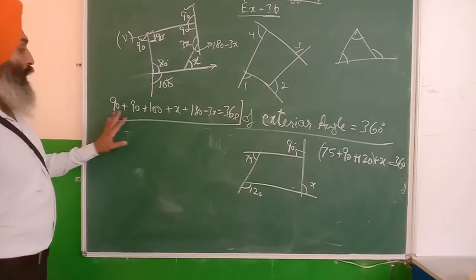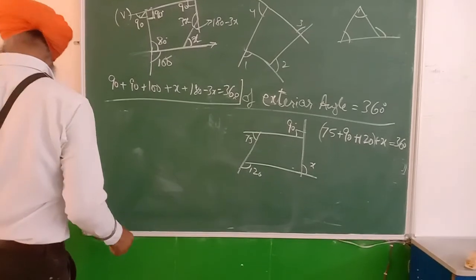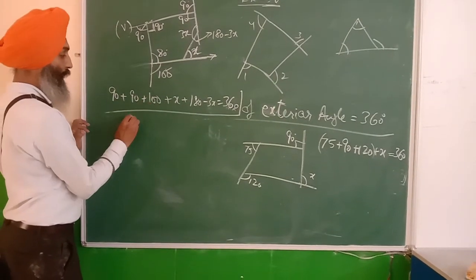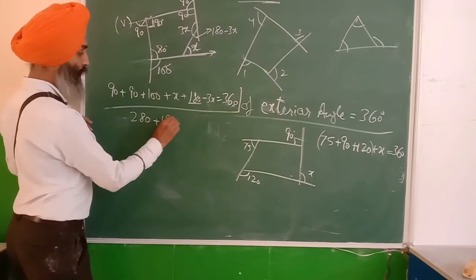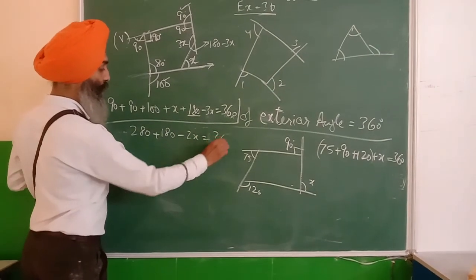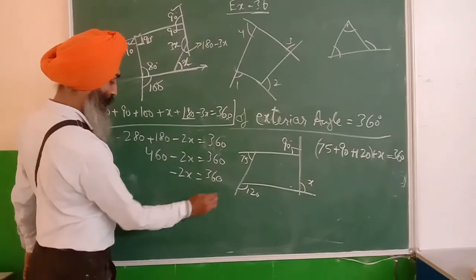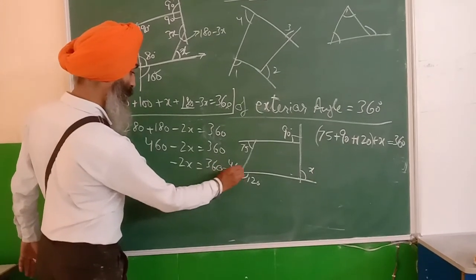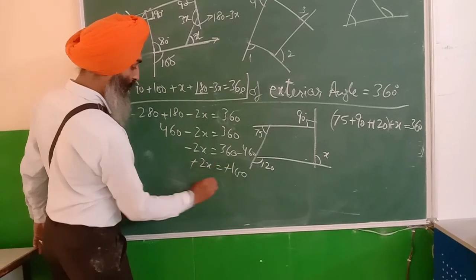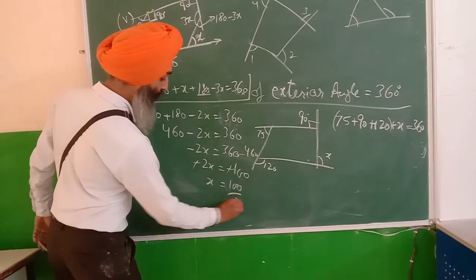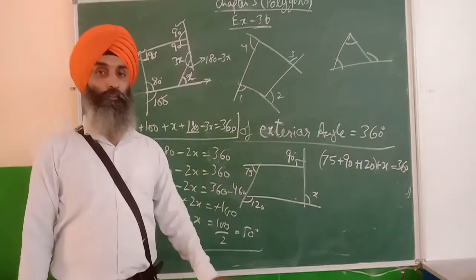Okay everyone, now find the value of x by adding all the values. So 280 plus 180 minus 2x would be equal to 360. So minus 2x is equal to 360 minus 460, that is, minus 2x is equal to minus 100. So x would be 100 divided by 2, which is equal to 50 degrees. In the same way you can find all the other sums. Thank you.